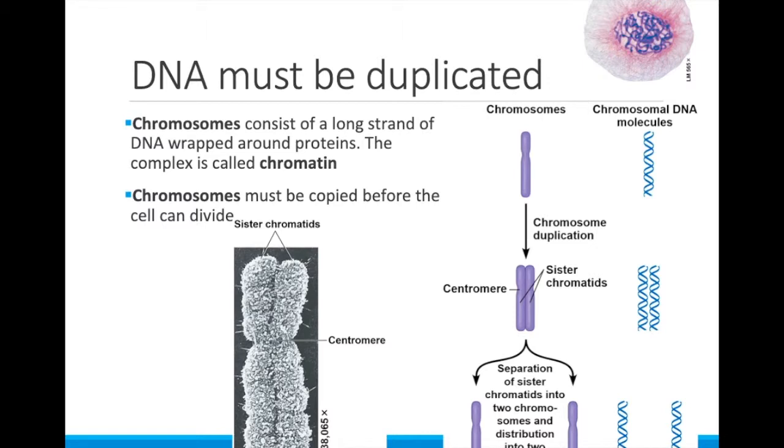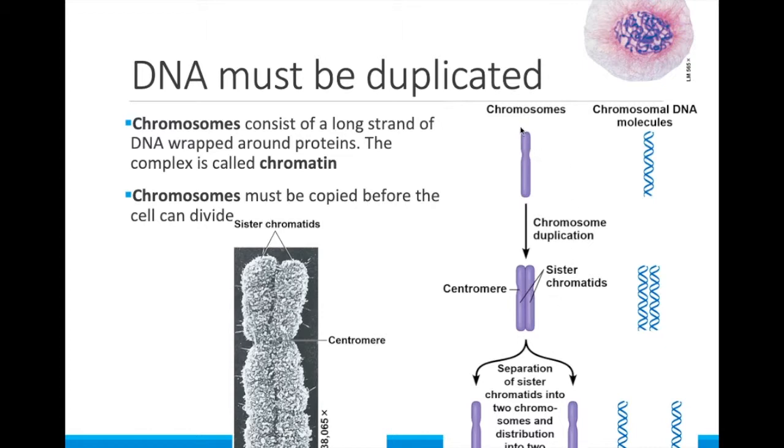Chromosomes consist of DNA wrapped around proteins. The complex of DNA wrapped around proteins is called chromatin. A lot of the time we call it chromatin when it's loose, and then chromosomes when it condenses and becomes very dense for cell division. So these chromosomes have to be copied before the cells can divide.